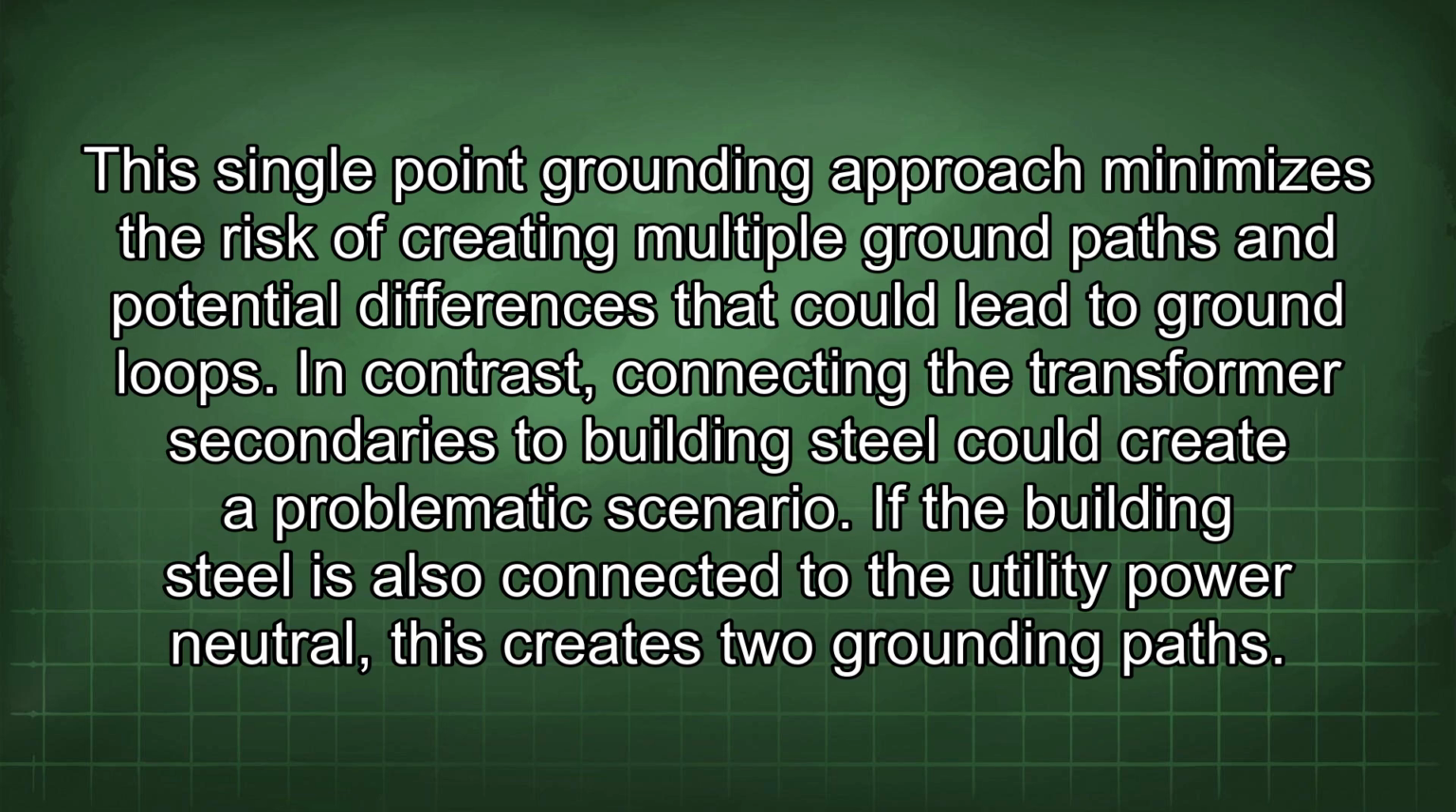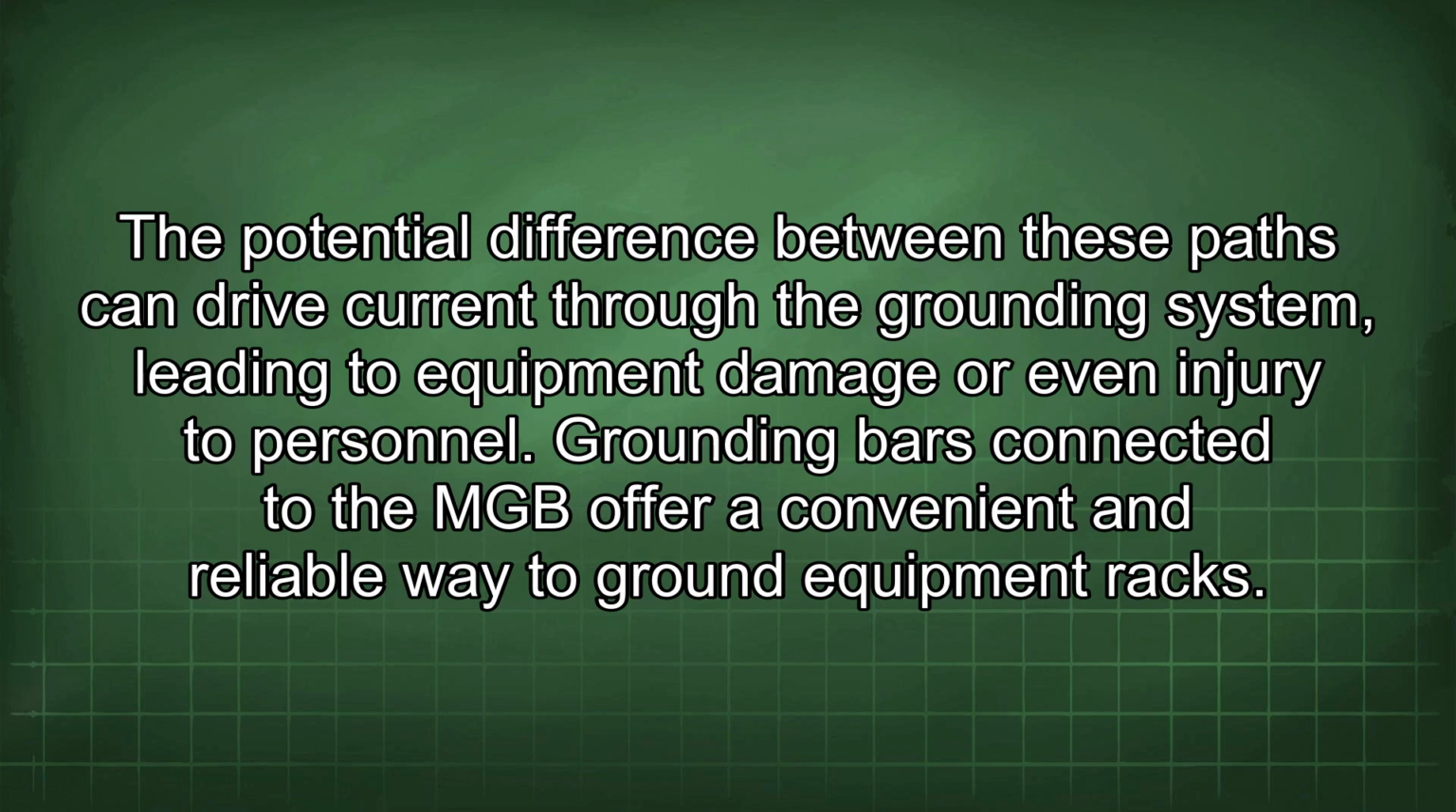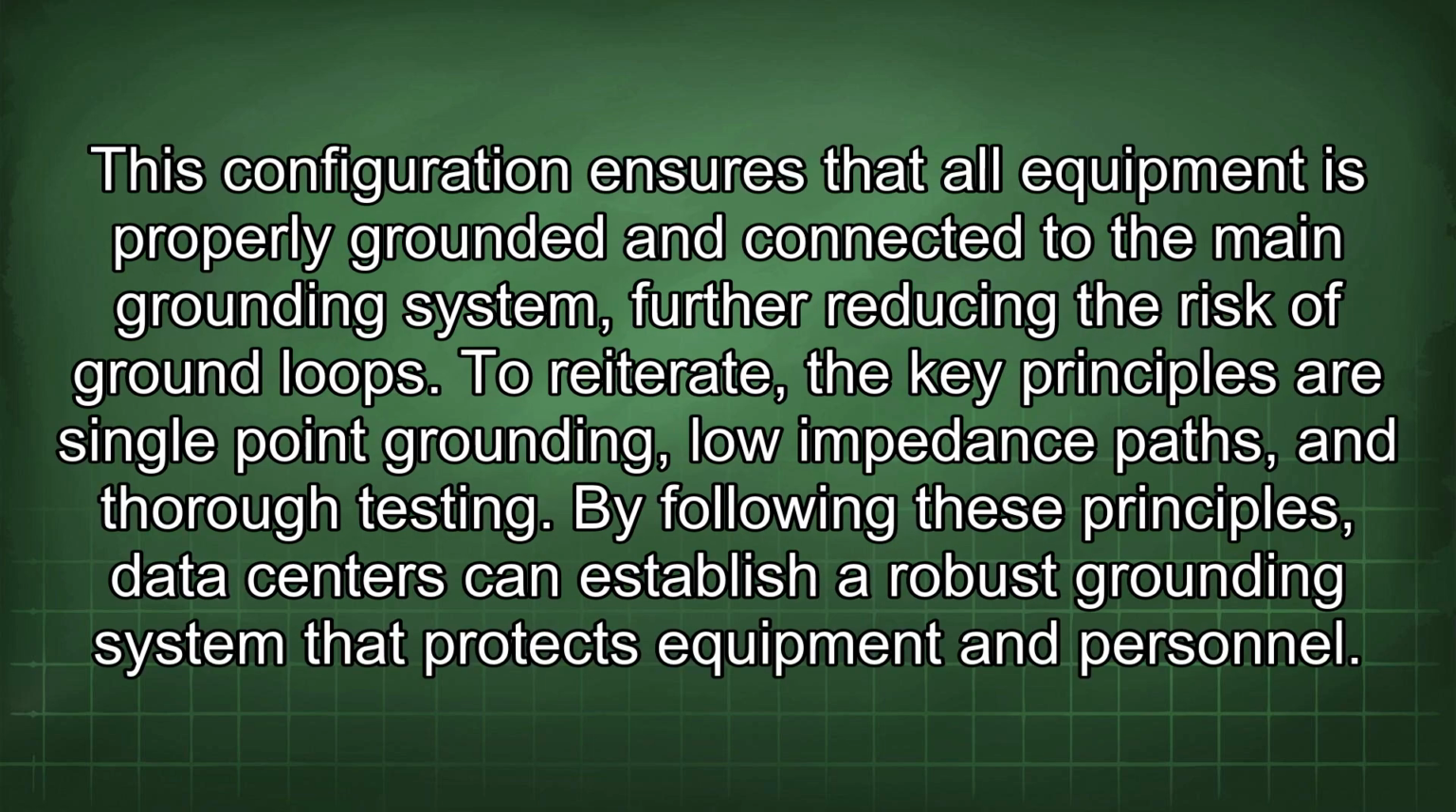In contrast, connecting the transformer secondaries to building steel could create a problematic scenario. If the building steel is also connected to the utility power neutral, this creates two grounding paths. The potential difference between these paths can drive current through the grounding system, leading to equipment damage or even injury to personnel. Grounding bars connected to the MGB offer a convenient and reliable way to ground equipment racks. This configuration ensures that all equipment is properly grounded and connected to the main grounding system, further reducing the risk of ground loops. To reiterate, the key principles are single-point grounding, low impedance paths, and thorough testing.